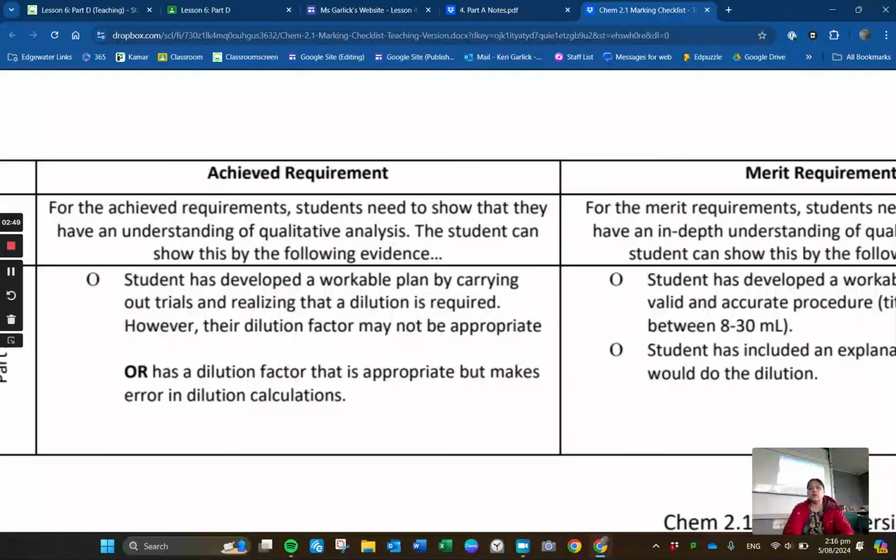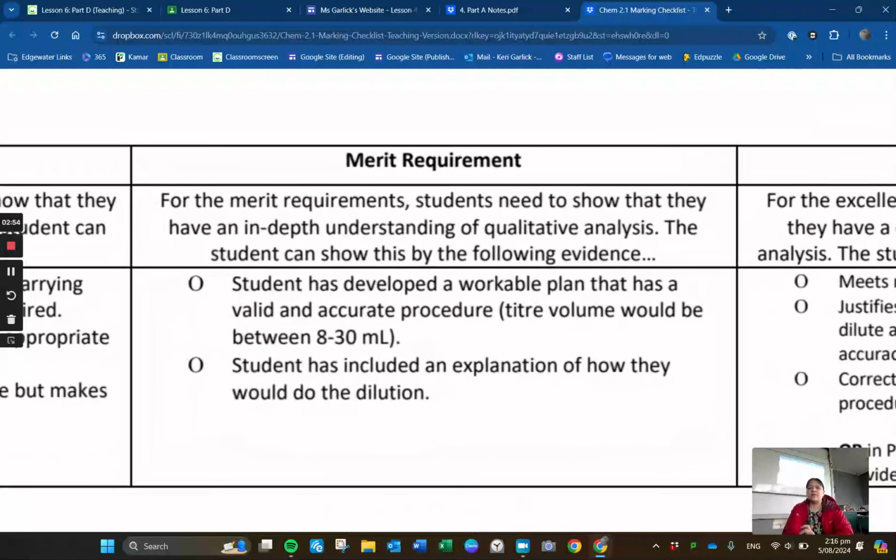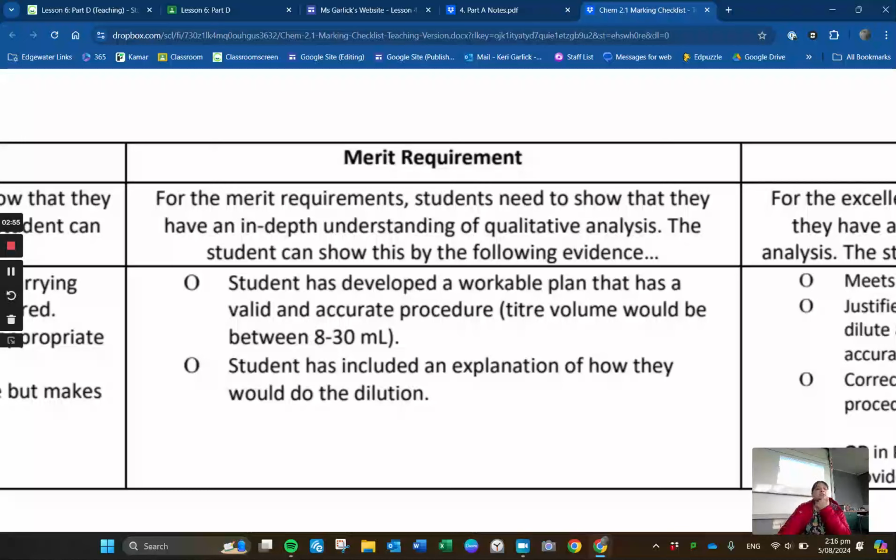Be mindful also for... Aren't you zooming out now? For the other thing for the merit, when you created your model for your titration, the value that you selected needed to be between 8 and 30 if you were aiming for merit.